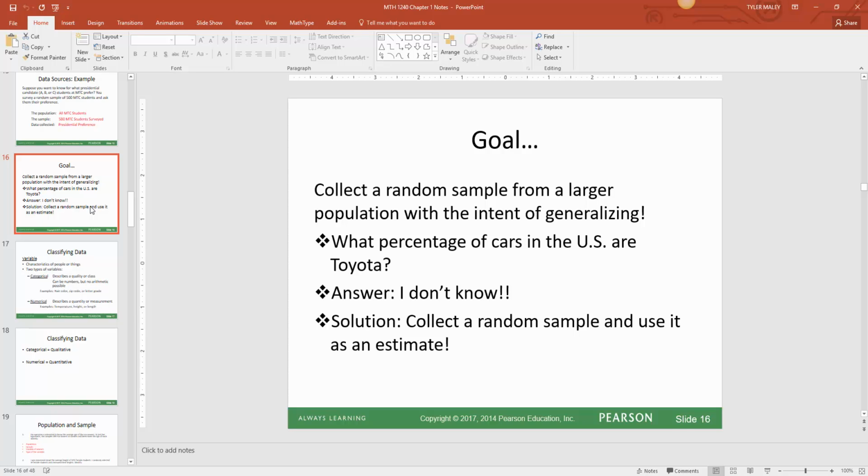So our goal is to collect a random sample from a larger population with the intent of generalizing. For example, if I wanted to find what percentage of cars in the US are Toyota, I can't know that. But what we can do is collect a random sample and use it to estimate, to help us understand what the population would be, even though we can never know the population.